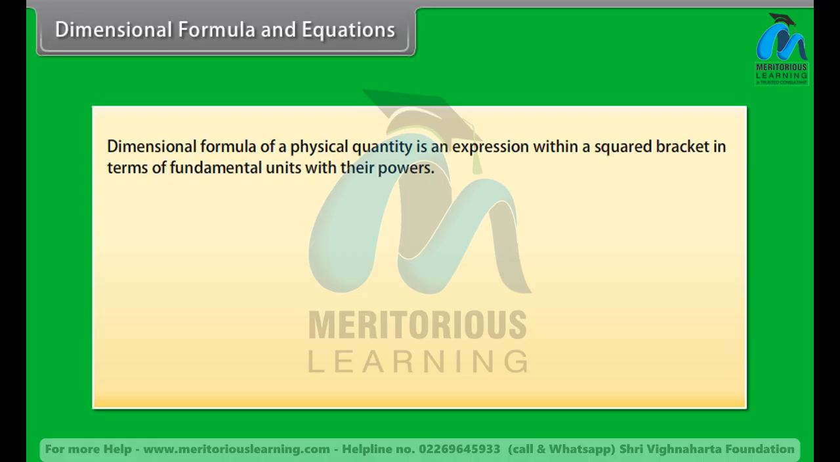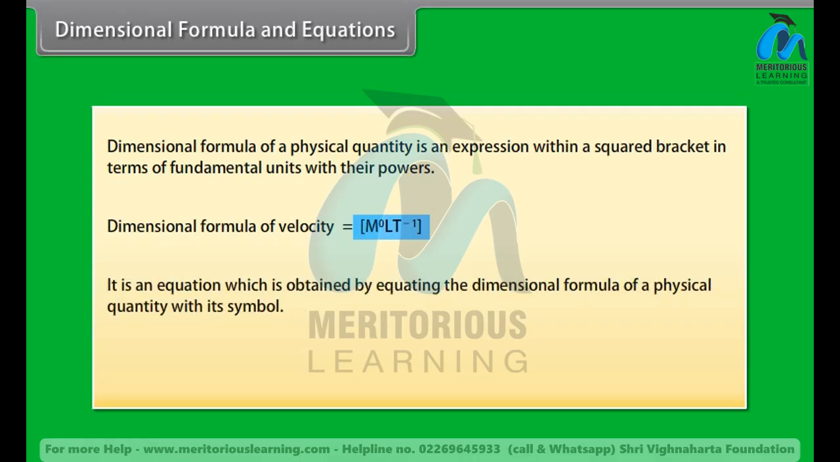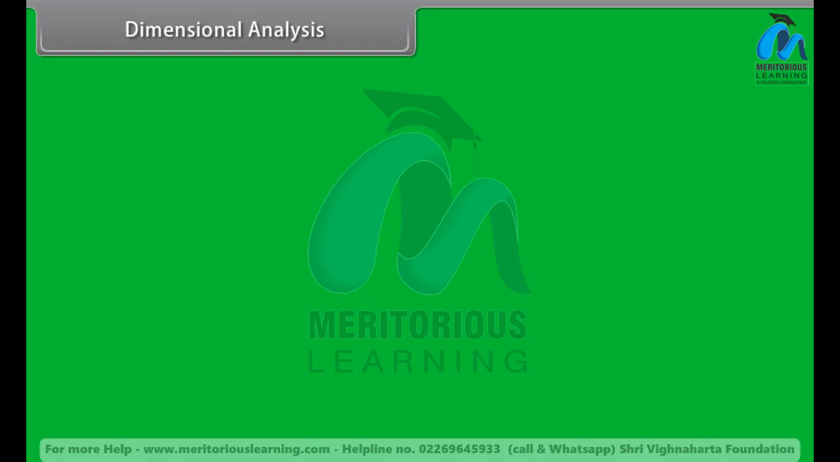Let us take an example. Dimensional formula of velocity is equal to under brackets M to the power 0 L T to the power minus 1. Dimensional equation is an equation which is obtained by equating the dimensional formula of a physical quantity with its symbol. Let us take an example. Dimensional equation of velocity is V is equal to under brackets M to the power 0 L T to the power minus 1.